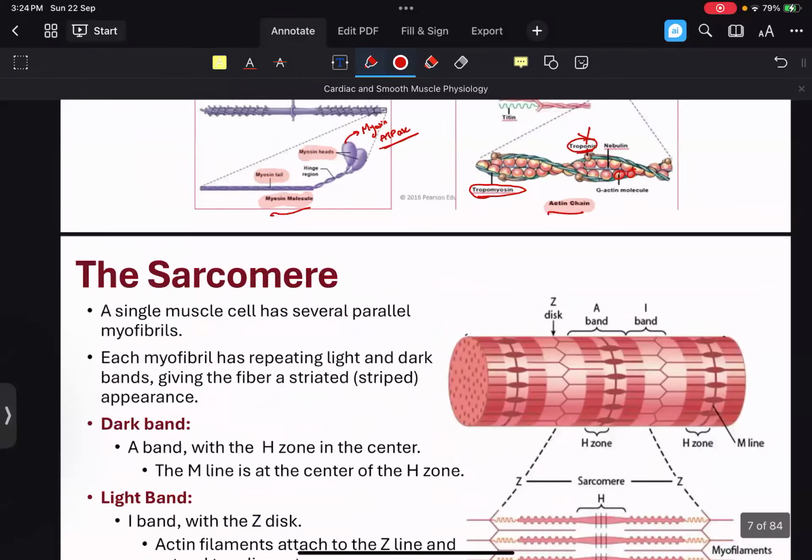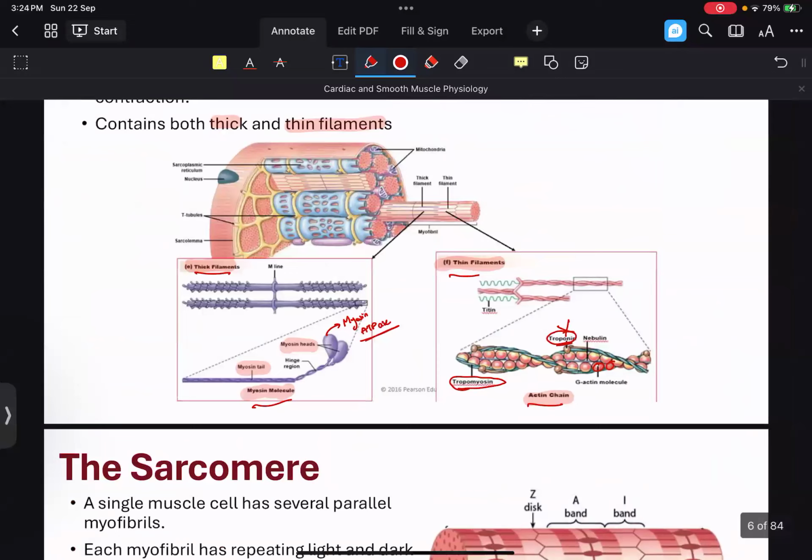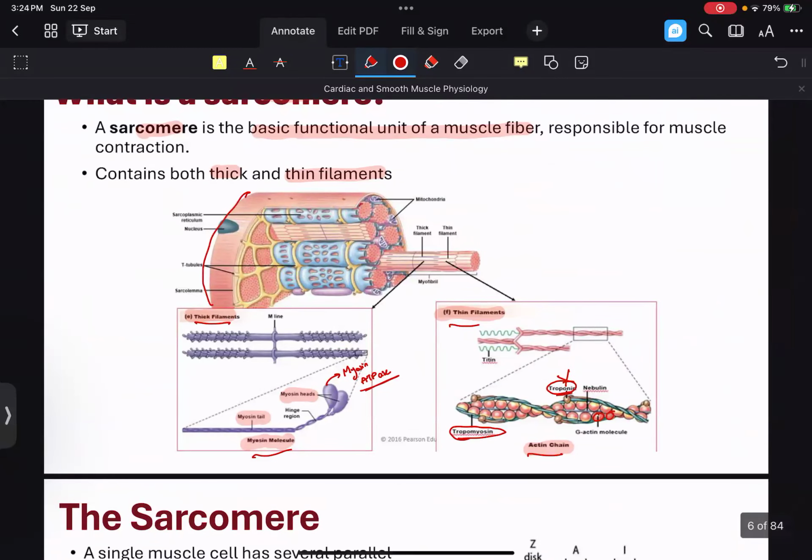Let's move on. The way your cardiac cells are arranged is that over here, you have this entire cardiac cell, okay? This is one cell, this whole diagram. And then those cells are made up of a bunch of tinier structures called myofibrils.